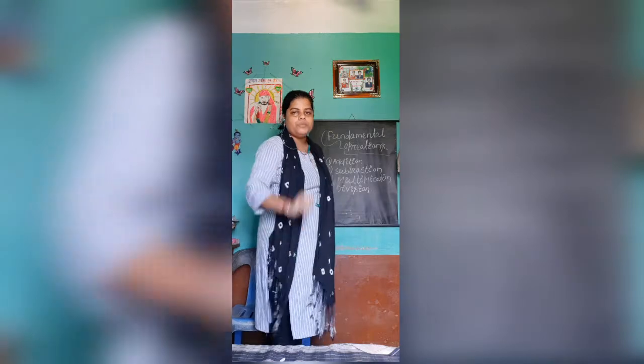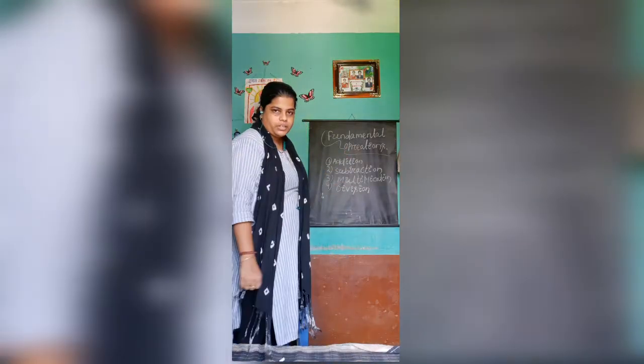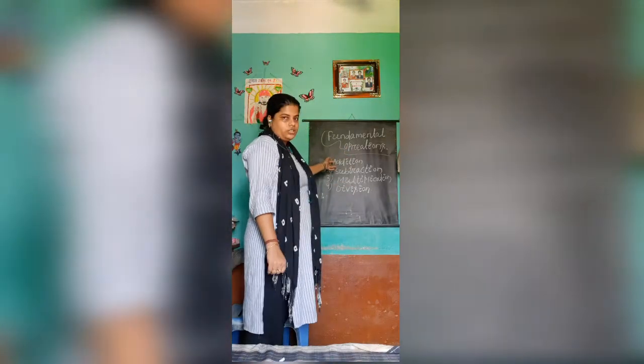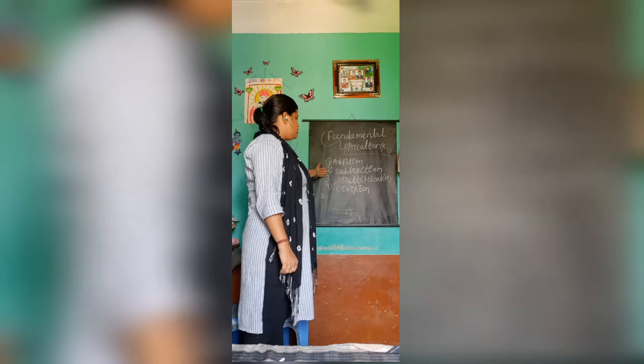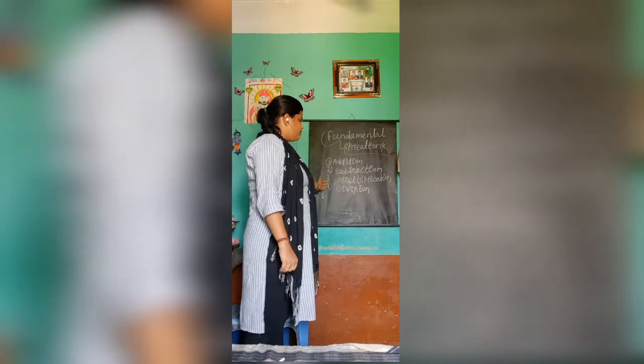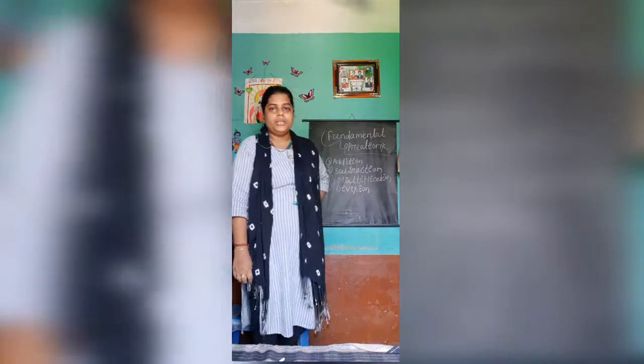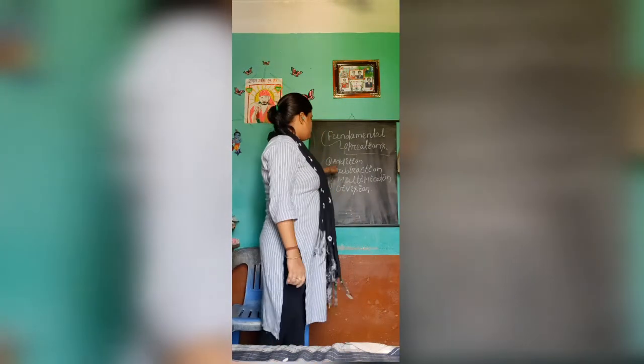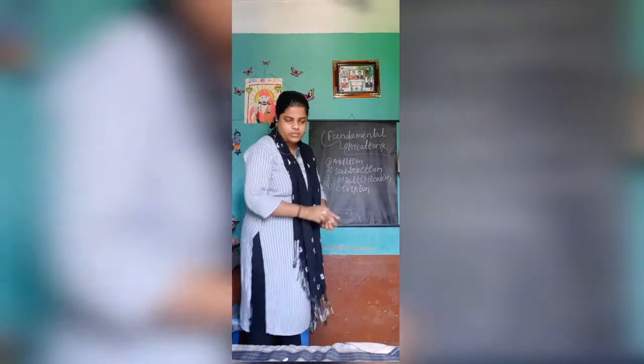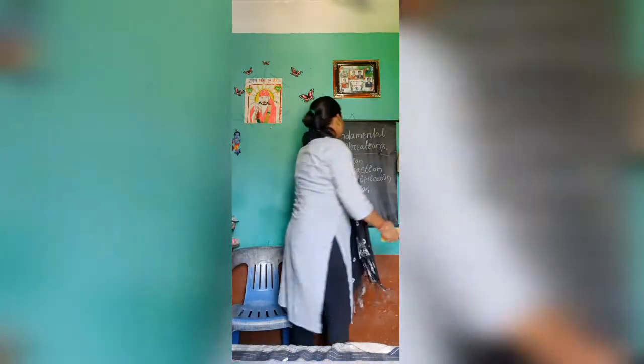There are four types of fundamental operation in mathematics. First one is addition, second one is subtraction, third one is multiplication, then number four is division. So today we will learn the first fundamental operation, addition.